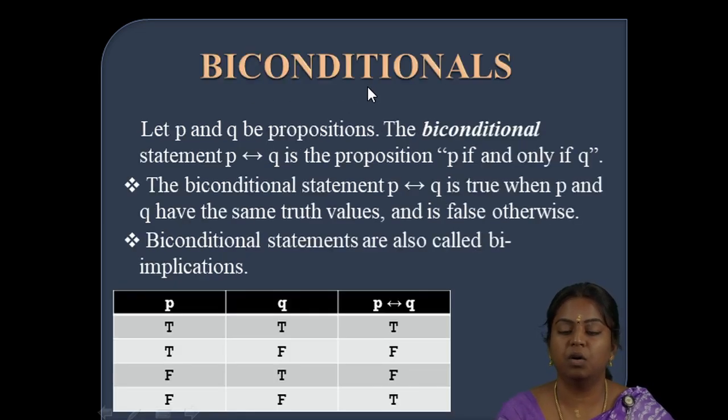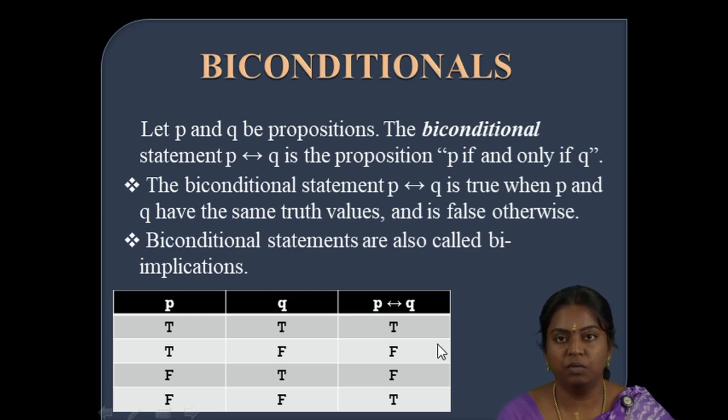Now let us learn the concept of biconditionals. What are biconditional statements? Let P and Q be propositions. The biconditional statement P if and only if Q is a proposition. The biconditional statement P if and only if Q is true when P and Q have the same truth values, and it is false otherwise. The biconditional statements are also called bi-implications.